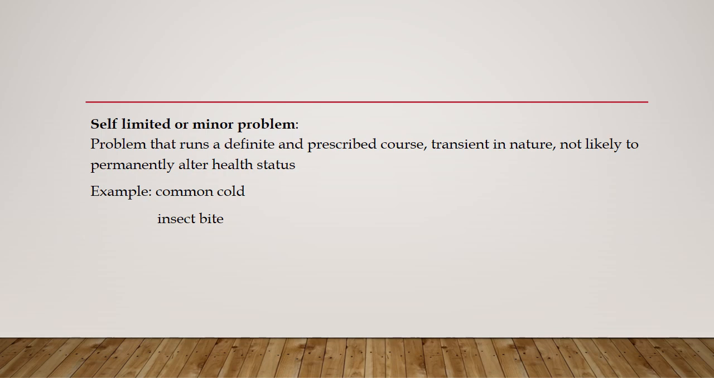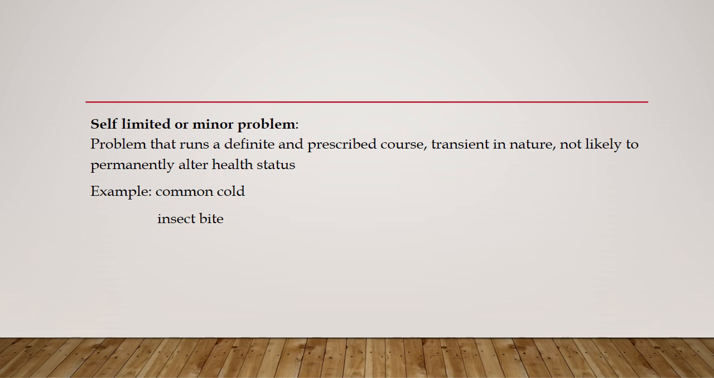One by one. First one is self-limited or minor problem. Self-limiting means it will heal on its own. That is the meaning of self-limiting. Minor problem means very small problem. Okay, so a problem that runs a definite and prescribed course, transient in nature, not likely to permanently alter health status. So a particular condition will be there only for a fixed number of days, and after that it will be healed or resolved by itself. That is called self-limiting problem or minor problem. It does not cause a permanent change in the patient's health status.